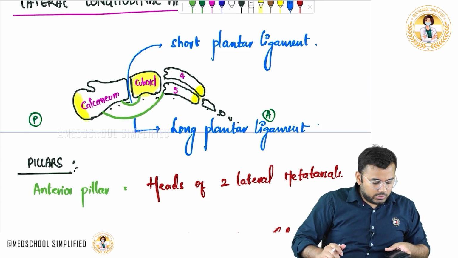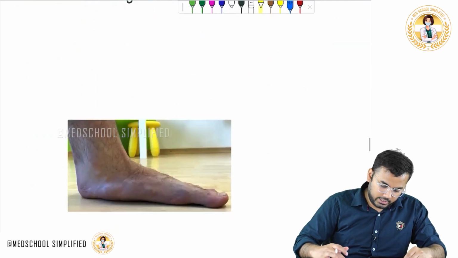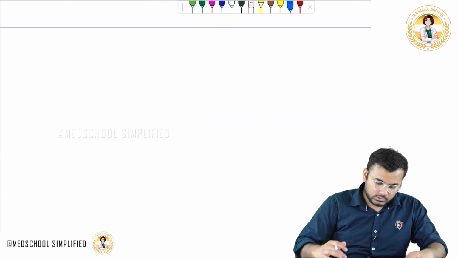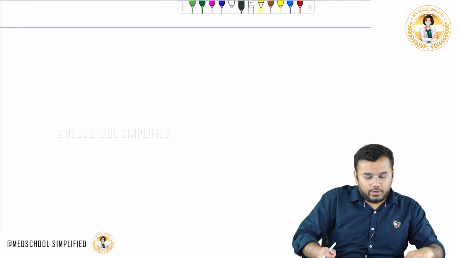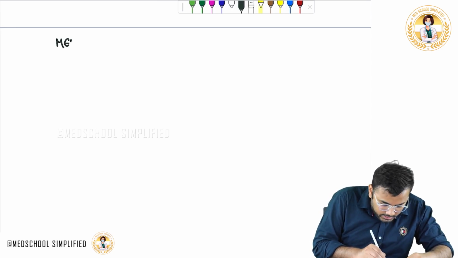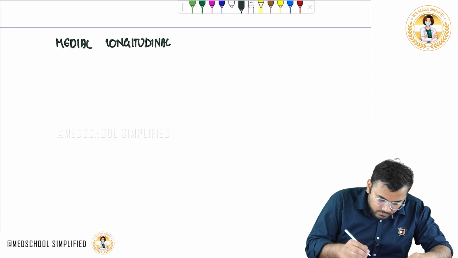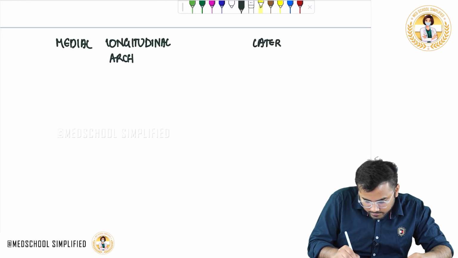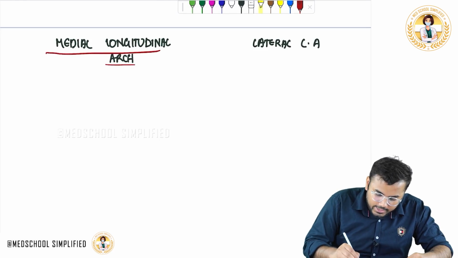Right, now what we shall do is make out the differences between the anterior arch as well as the posterior arch. There we'll discuss the remaining important things. So now let us make the differences between the medial longitudinal arch as well as the lateral longitudinal arch.